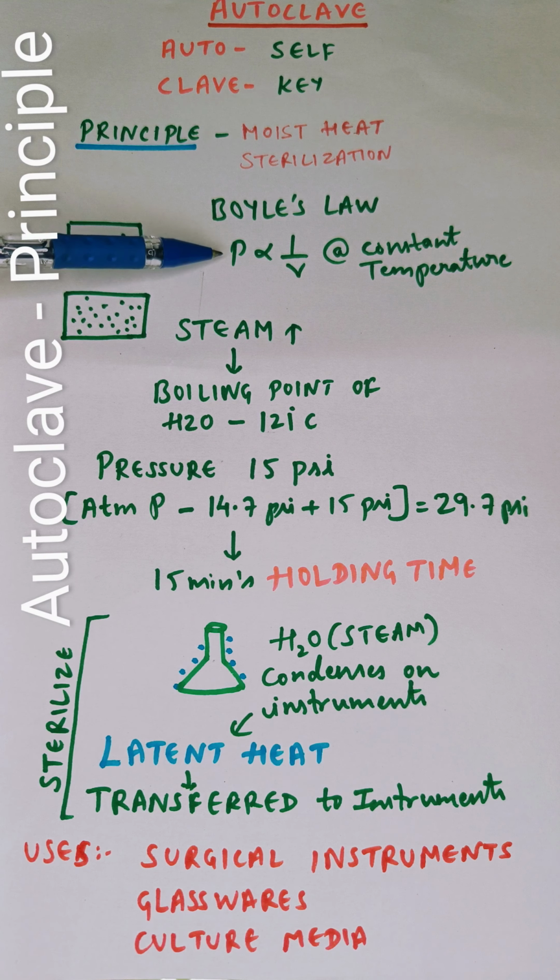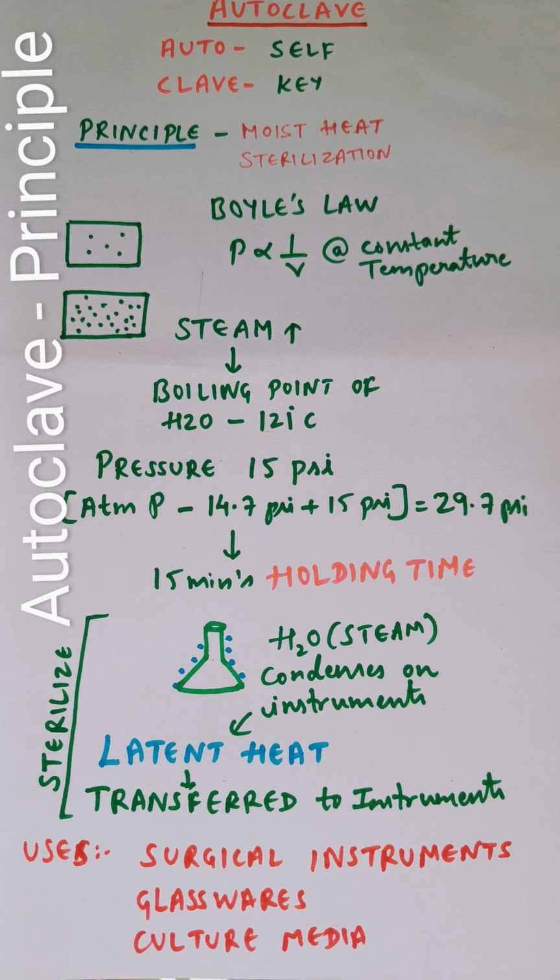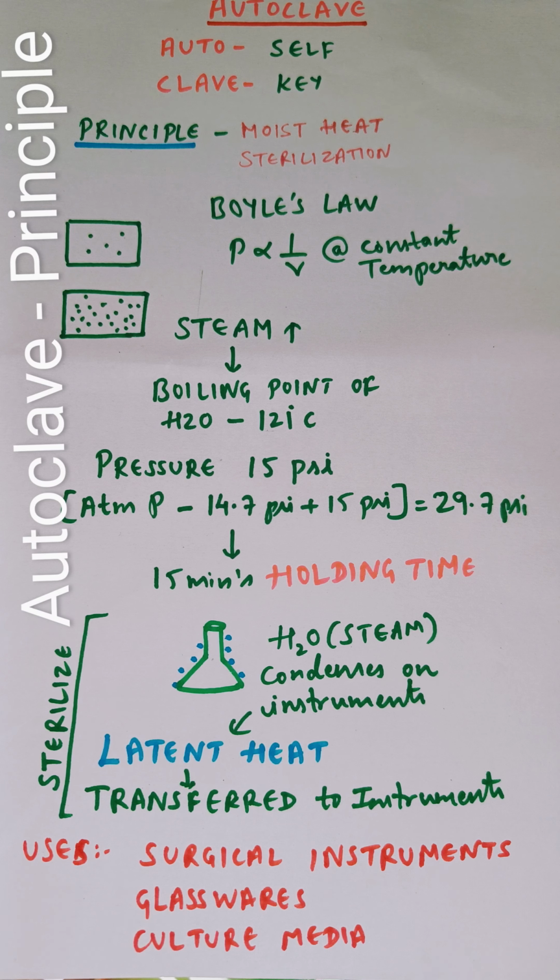Since the pressure is increasing, what happens is the normal boiling temperature of water is 100 degrees in an open vessel. Like you keep it on the stove and start heating, at 100 degrees centigrade, when the temperature reaches, water starts boiling. But inside autoclave, when you start heating the water inside a pressurized chamber, the boiling point of water increases and it reaches 121 degrees centigrade. So what is the pressure reached inside the chamber now? The pressure which reached is 15 psi. Psi is nothing but pounds per square inch. This is the unit we use in autoclave.